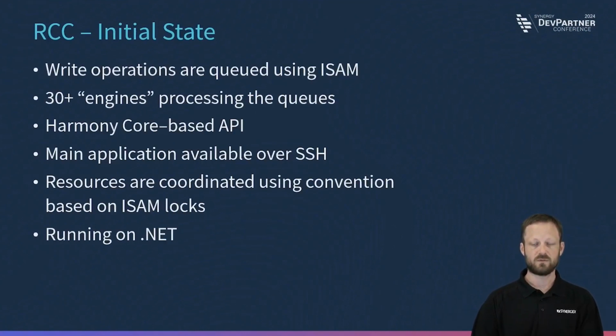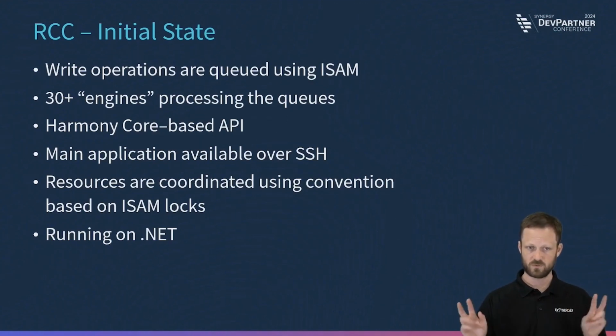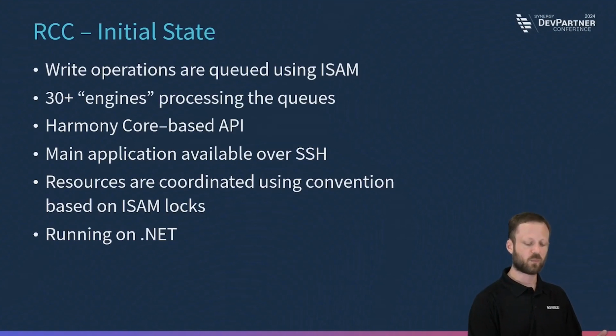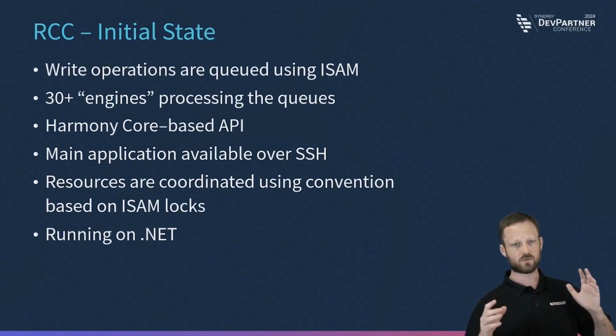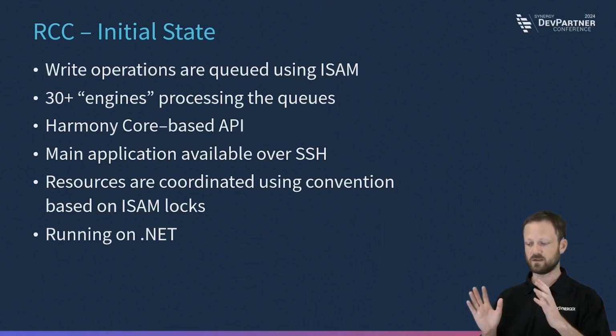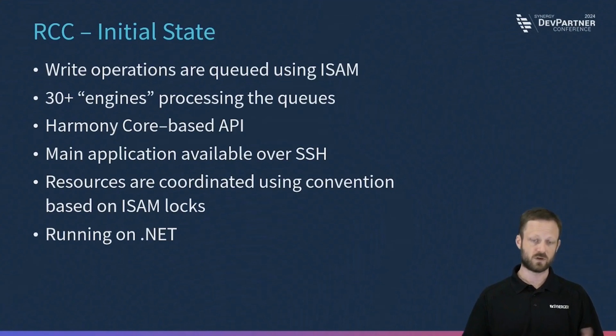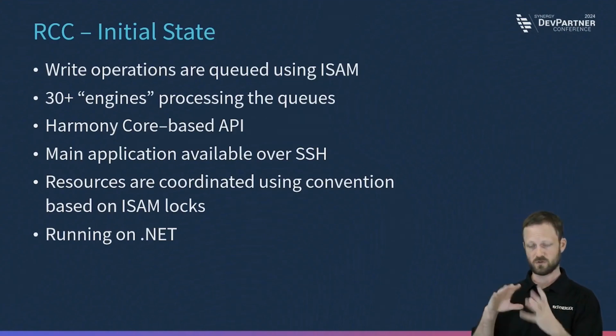So right now, the initial state, before this transformation, the sort of deployed state out in the world: write operations are queued using ISAM files. So they have a whole bunch of these engines that are processing those queues. They pull records out of the ISAM file. They process and do the instructions, run the code that they're supposed to for whatever that record is. And then they change ISAM files locally on disk. That's how the engines work. Instruction comes in, operation occurs, writes go out.